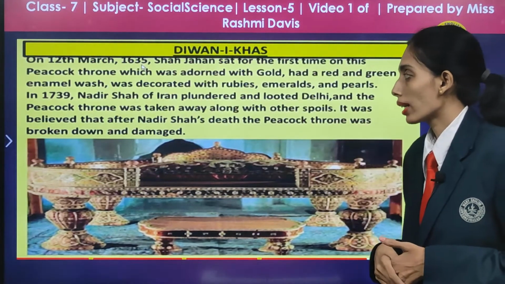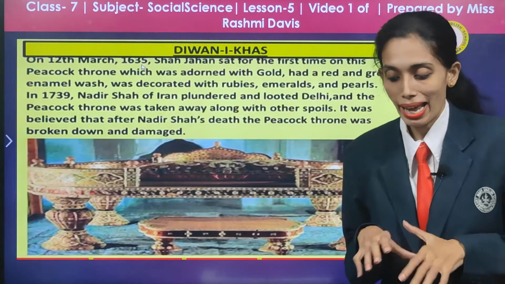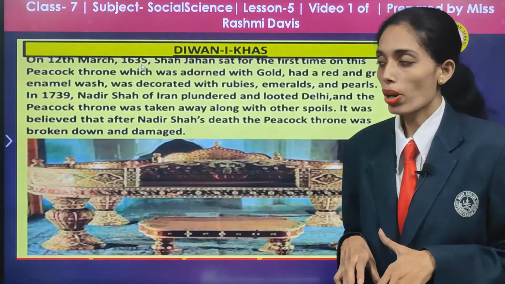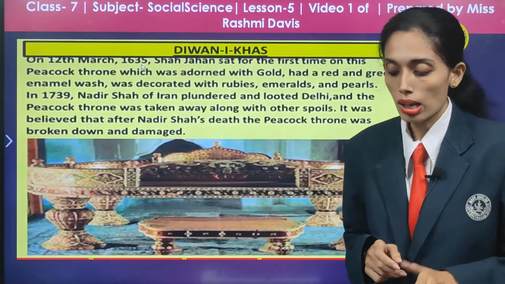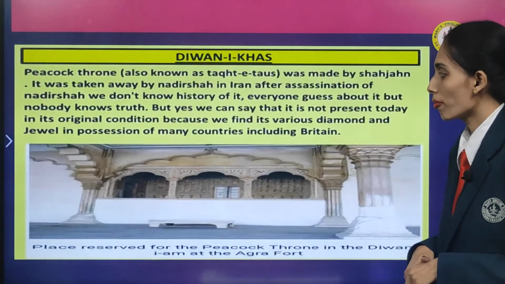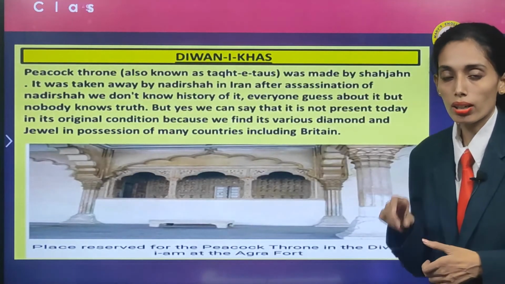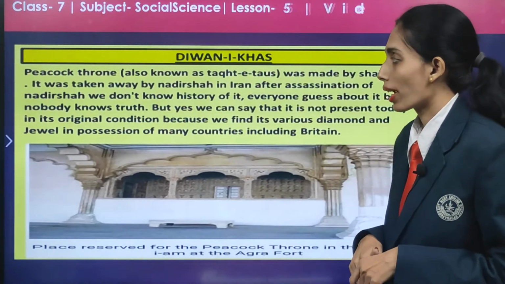It was believed that after Nadir Shah's death, the peacock throne was broken down and damaged, and nobody knows where the pearls which were used went. But there is a belief that they are used in different places, especially in Britain, on the crown which has been used. On that you can find the pearl.